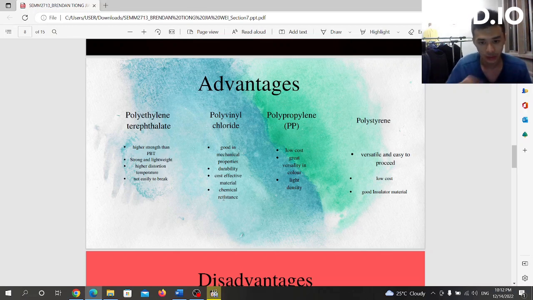Polypropylene is low cost and straightforward to produce in multiple countries and communities. It offers great versatility of color as it can be produced as an opaque or transparent thermoplastic, and is used when some transfer of light is diffused. It is also low in density, making it easy to carry, where weight saving is a key consideration. Polystyrene is versatile and easy to process. It is also low cost, and it is a good insulator material.